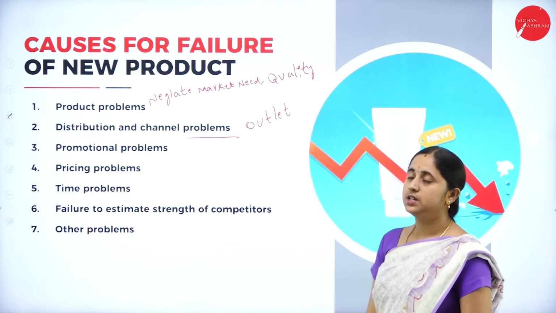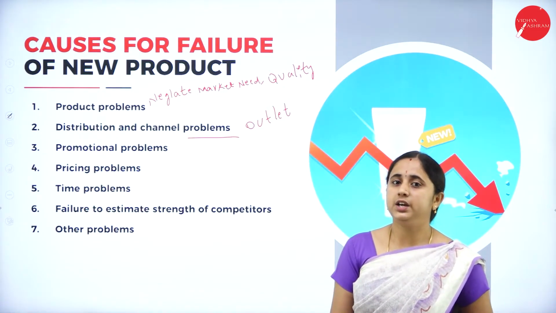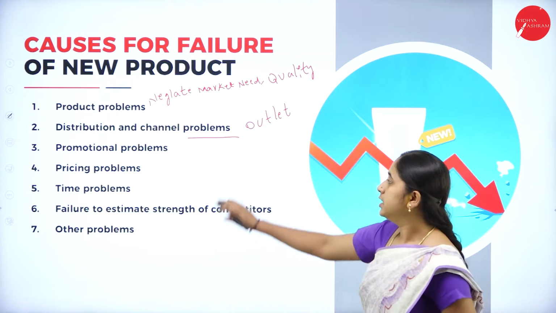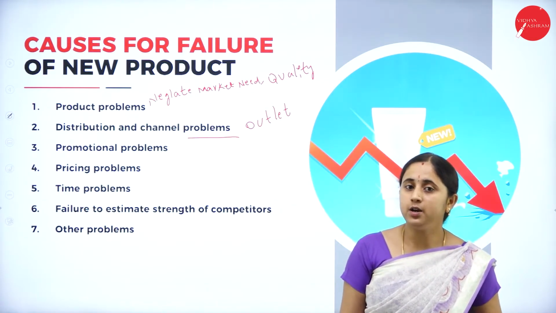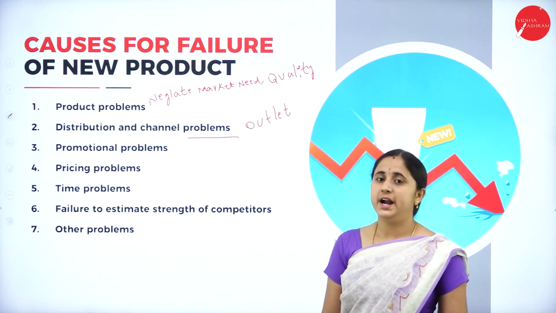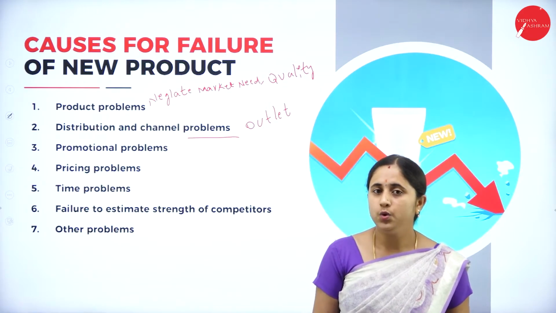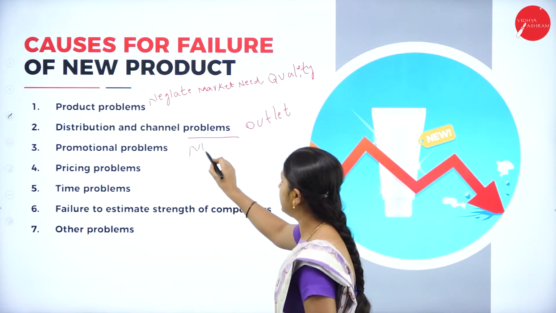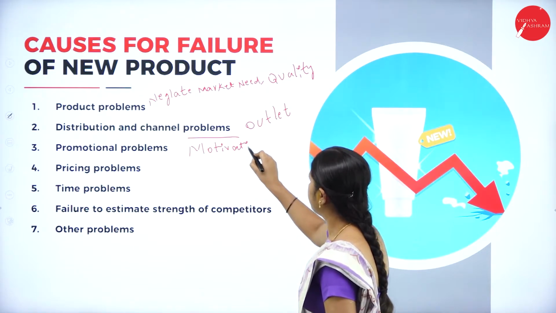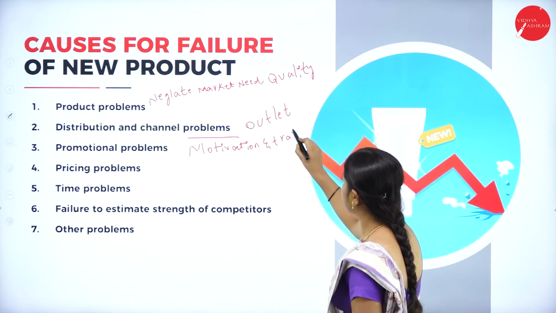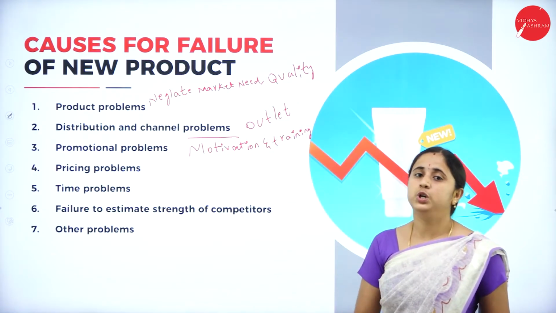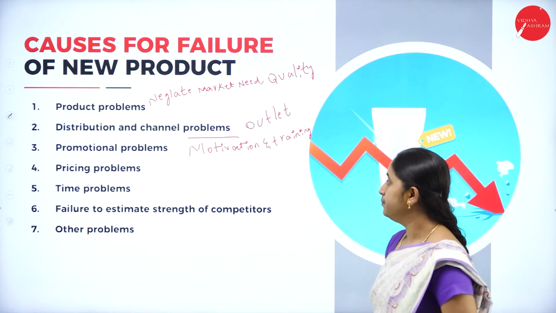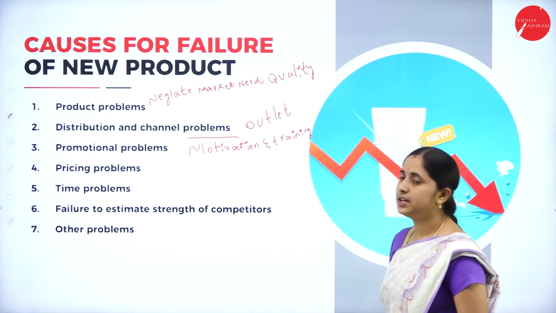Next, promotional problems. Under promotional problems, inappropriate or ineffective promotional and advertisement activity. Then inappropriate training and motivation, that is, lack of motivation and training for the salesperson. Then inappropriate advertisement activity. So these are all the problems under promotional activity.